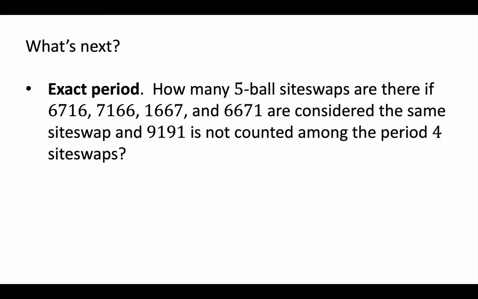Well, what can we do from here? Earlier, we talked about the patterns 6716, 7166, 1667, and 6671 all being counted as different site swaps, when in effect, as a juggler views them, they're the same. How will we count them if we lump those all together as one? And what if we want to say that 9191 should not count as a period 4 site swap, but instead as a period 2 site swap? Those are what are known as exact period site swaps.